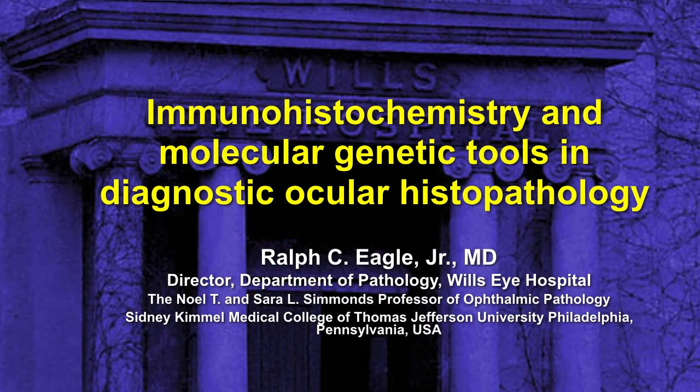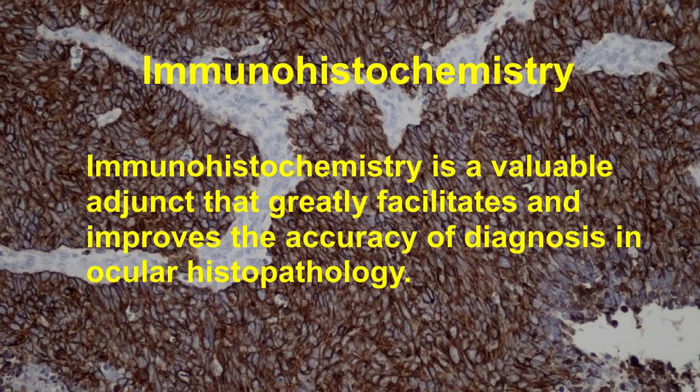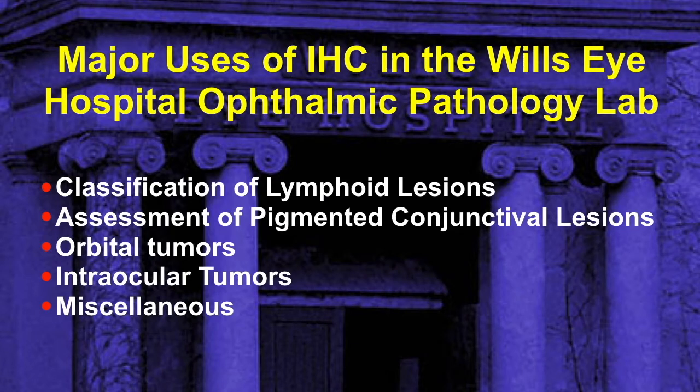The final part of this lecture discusses immunohistochemistry and newly available molecular genetic tools that are revolutionizing diagnostic ocular histopathology. Immunohistochemistry is a valuable adjunct that greatly facilitates and improves the accuracy of diagnosis in ocular histopathology. At Wills, immunohistochemistry is used most often in the assessment and classification of lymphoid tumors and pigmented lesions of the conjunctiva.